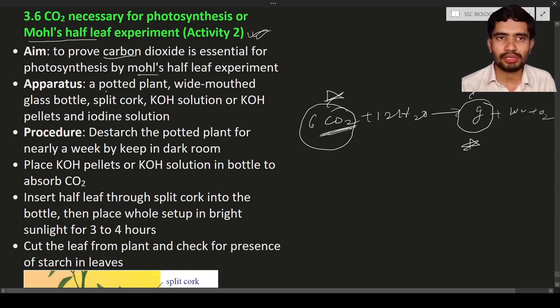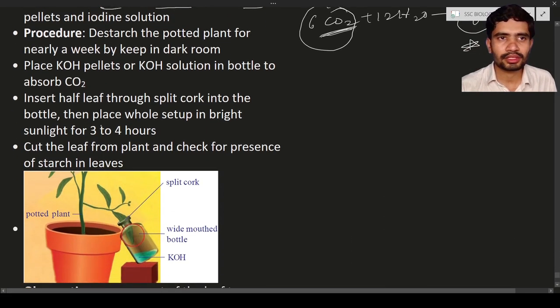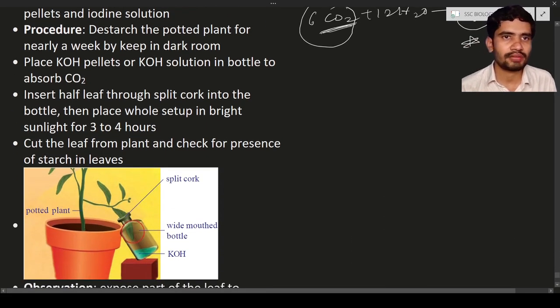The apparatus: what are the materials that you require? You require a potted plant, a wide-mouthed glass bottle, a split cork, KOH, meaning potassium hydroxide solution, or we can use potassium hydroxide pellets. And also we need iodine solution, and all the materials which were required in activity 1. Okay, so the first step is destarching the potted plant.